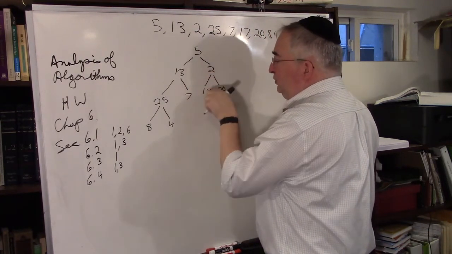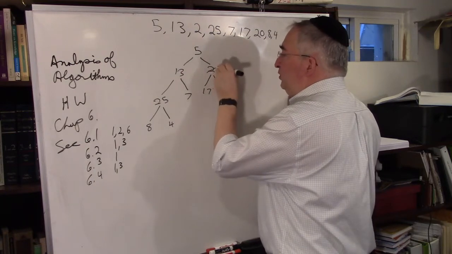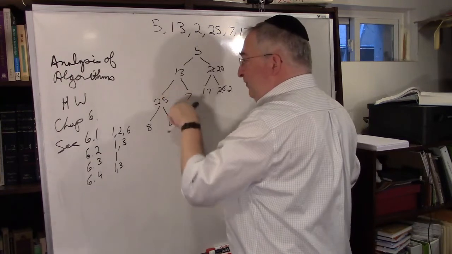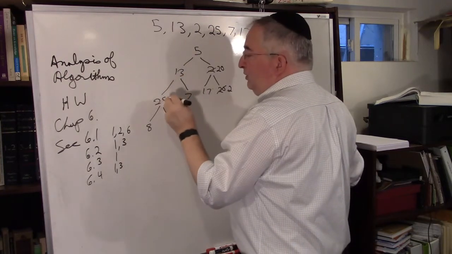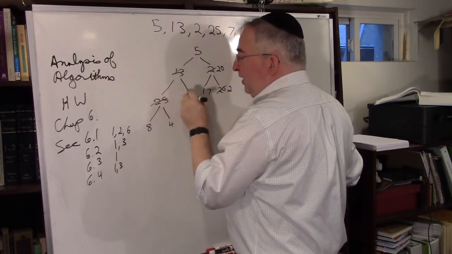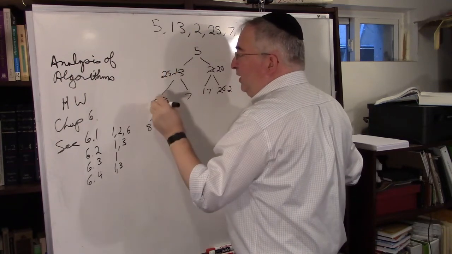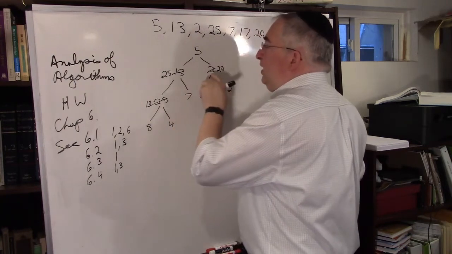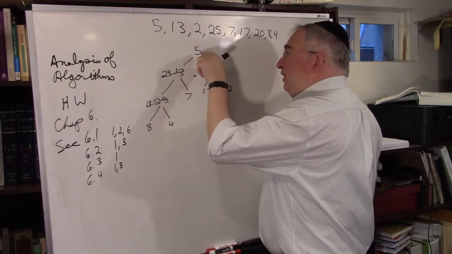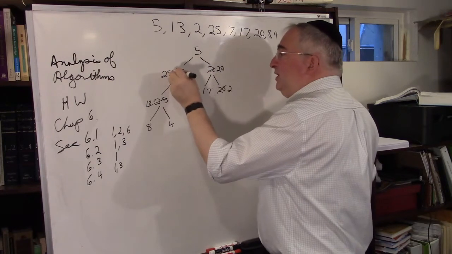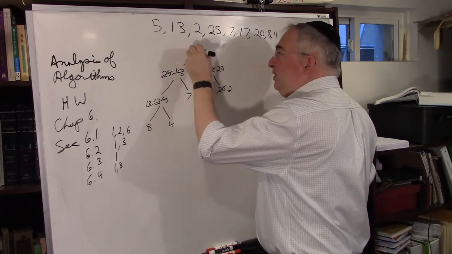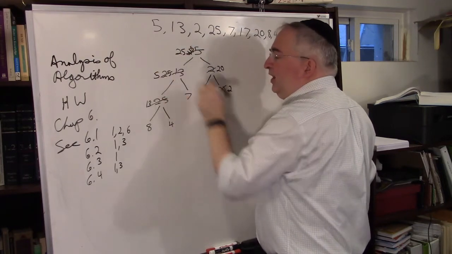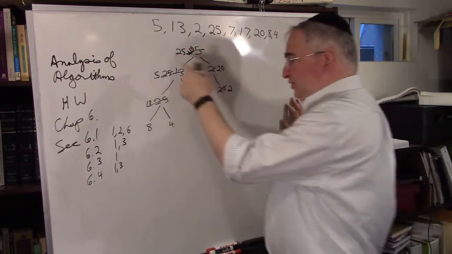What's larger? 2, 17, and 20. The answer is 20, so let's bring 20 up here, 2 down there. Okay, let's heapify from here. What's larger? 13, 25, or 7. Answer 25 goes up, 13 goes down. That's a heap, so leave it alone. Okay, and finally, all the way up top, what's larger? 5, 25, or 20. Answer 25, so this becomes 25, this becomes 5, okay, and now we have to trickle down.